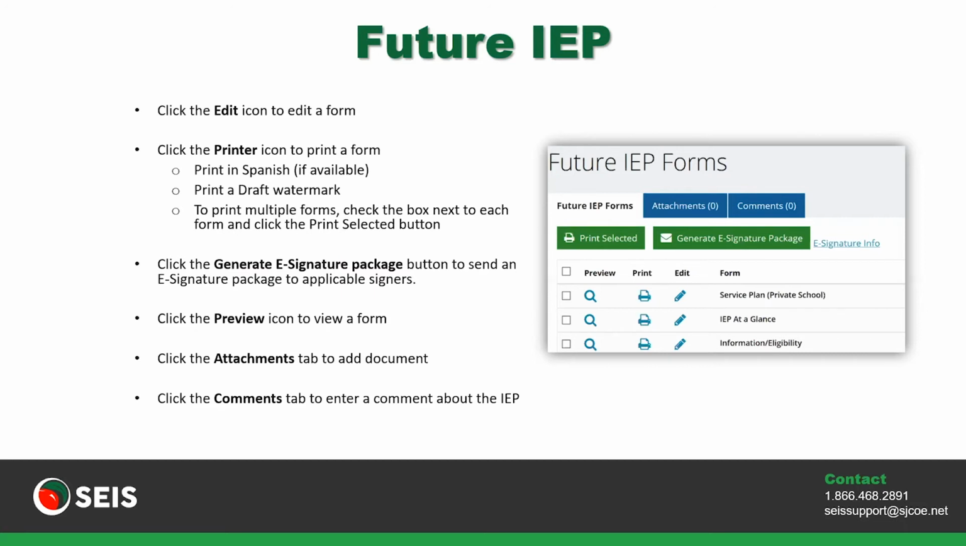The preview icon is just to do a quick preview of the form. It will bring up a PDF in whatever PDF viewer your computer has installed. So it may open up an Adobe Reader, but you only have the print options that are available through Adobe Reader or whatever your PDF viewer is. So you might not have the option to print in Spanish or print a draft watermark. So that's just the difference between those two icons.